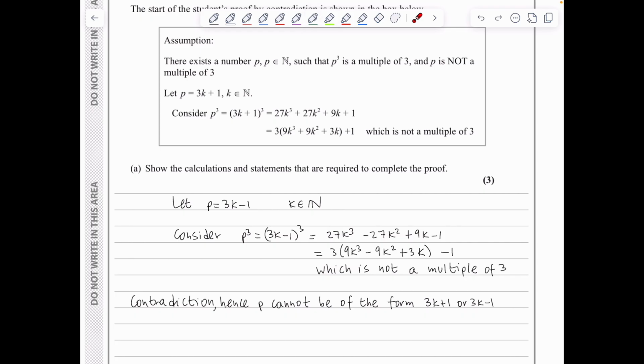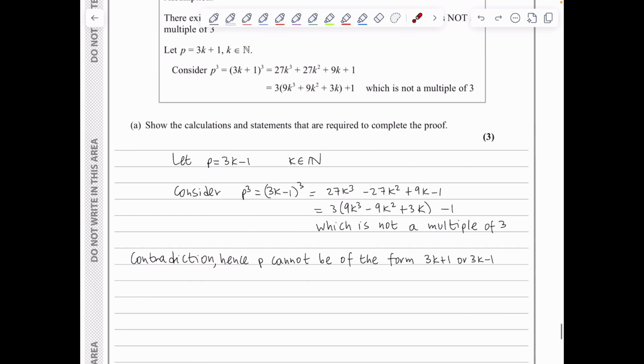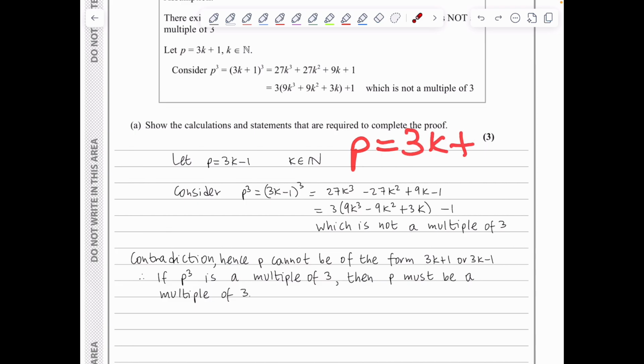Hence, p cannot be of the form 3k plus 1 or 3k minus 1, and therefore we conclude that if p cubed is a multiple of 3, then p must be a multiple of 3 as well. Now, alternatively, instead of p being 3k minus 1, you could have considered p is 3k plus 2, which should again lead to the conclusion that this is not a multiple of 3.